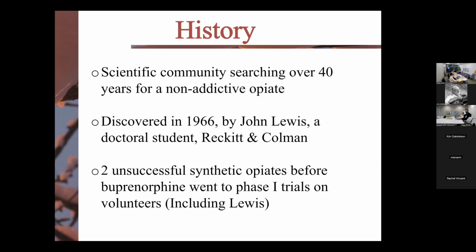So let's talk about some of the history. In the 1920s, the scientific community really started looking for a non-addictive analgesic, and it took them 40 years to develop buprenorphine. John Lewis discovered it in 1966 while he was a doctoral student. This was his third attempt at a synthetic opiate. In those phase 1 trials, he actually tested the medication on himself. So third time's a charm.